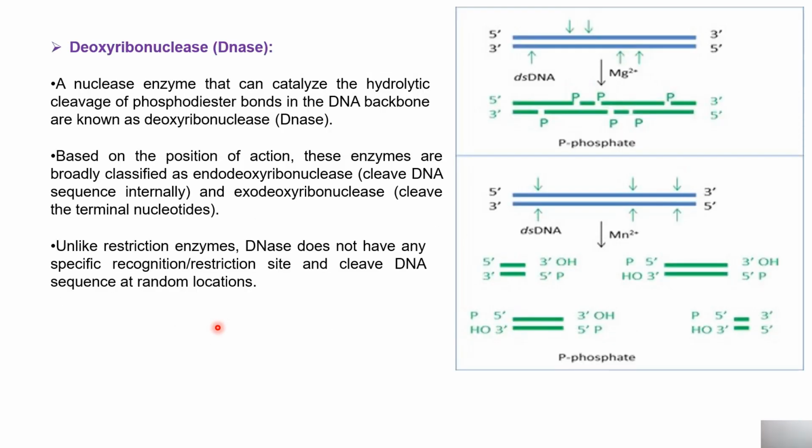What is a deoxyribonuclease or DNase? It's a nuclease enzyme that can catalyze the hydrolytic cleavage of phosphodiester bonds in the DNA backbone. Based on the position of action, these enzymes are broadly classified as endodeoxyribonuclease and exodeoxyribonuclease. Endo will cleave the DNA sequence internally and exo will cleave the terminal nucleotides. Now, unlike restriction enzymes, DNase does not have any specific restriction site and cleaves the DNA sequence at random locations.